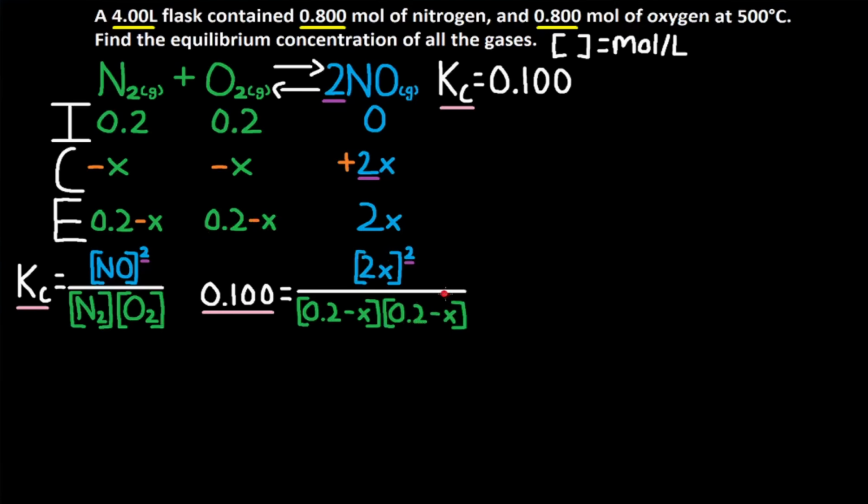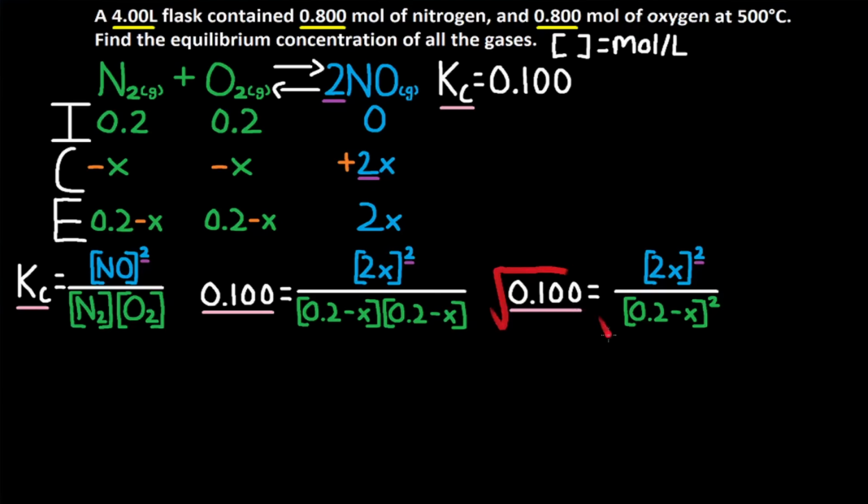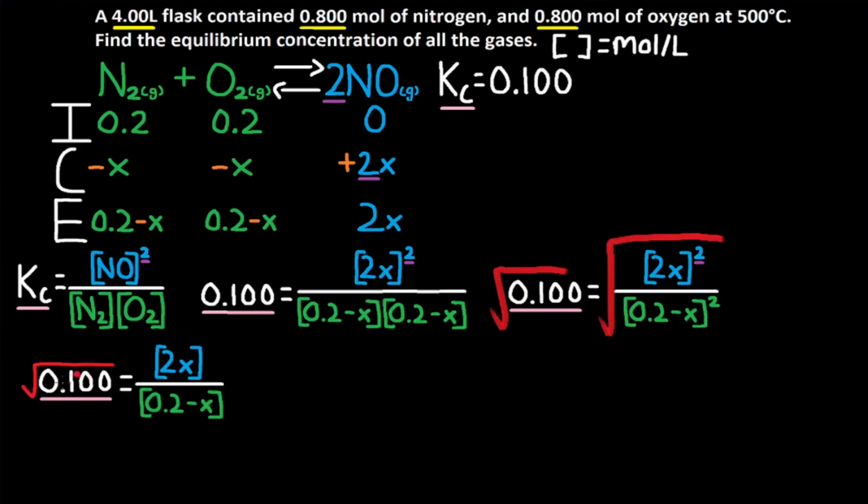We can write this in a better way, since (0.2 minus x) multiplied by (0.2 minus x) is just (0.2 minus x) squared, and you should see that we can take the square root of both sides. If we take the square root of this side, we have to do it to this side. After we take the square root of both sides, we are left with the square root of 0.100 is equal to 2x divided by 0.2 minus x. Taking the square root of a number that is being squared just gets rid of the exponents. And now we want to move 0.2 minus x from the denominator to the numerator, so we can isolate x, so we can move 0.2 minus x diagonally.